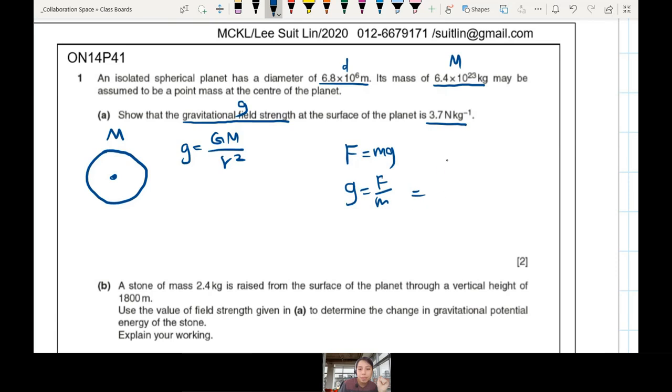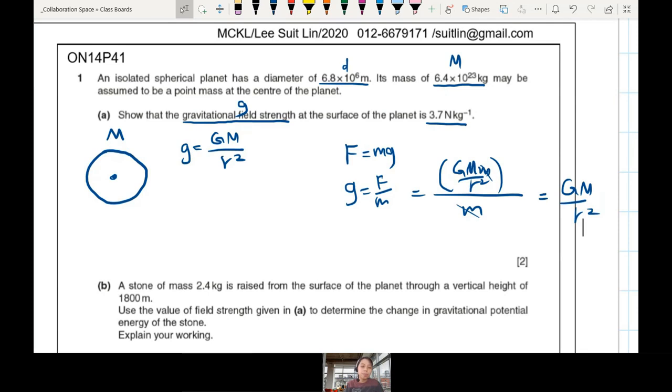And what is F? F is the huge GMm over R squared, divided by m. So this whole thing, cancel out the m, will give you GM over R squared. And that's what we just used here. So you either memorize the step or you know how to derive it to get there, for this gravitational field strength. Anyway, where were we?